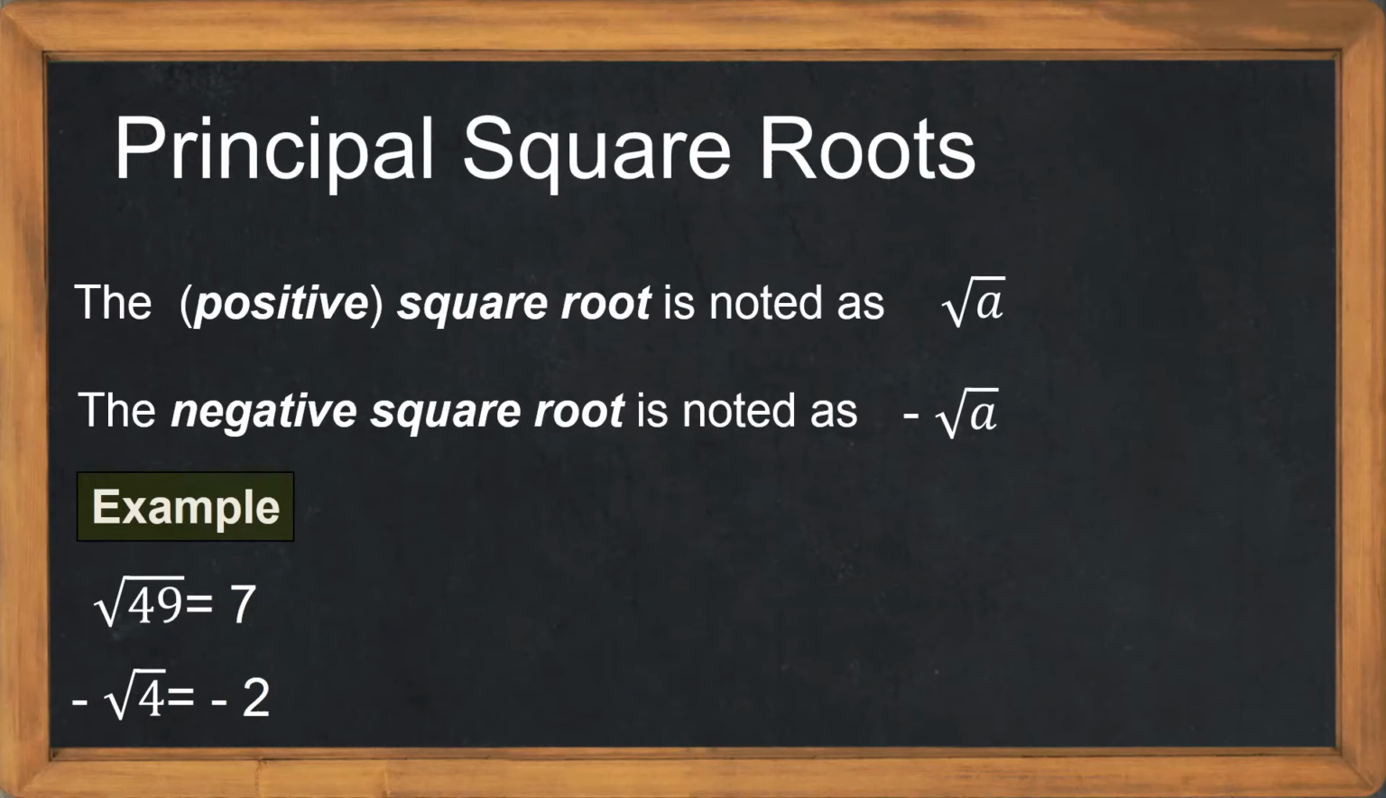For example, radical 49 is 7, but minus radical 4 is minus 2. If you have, for example, radical minus 4, this is impossible. It doesn't work out, okay? So, the positive square root is radical A, and the negative square root is noted as minus radical A.